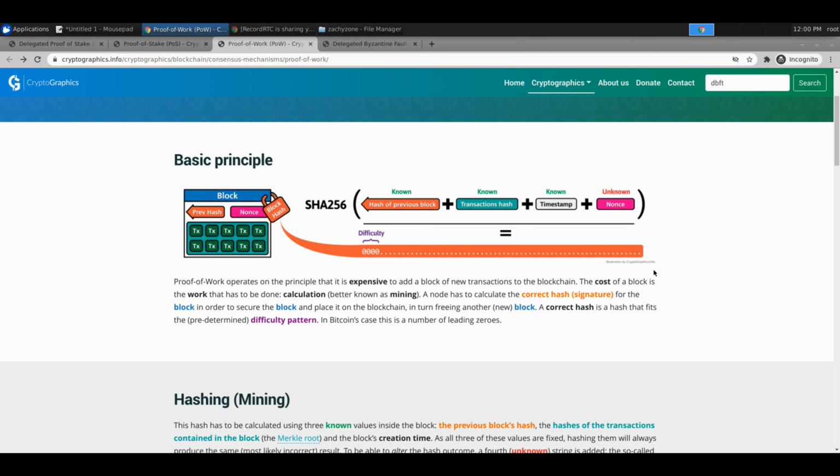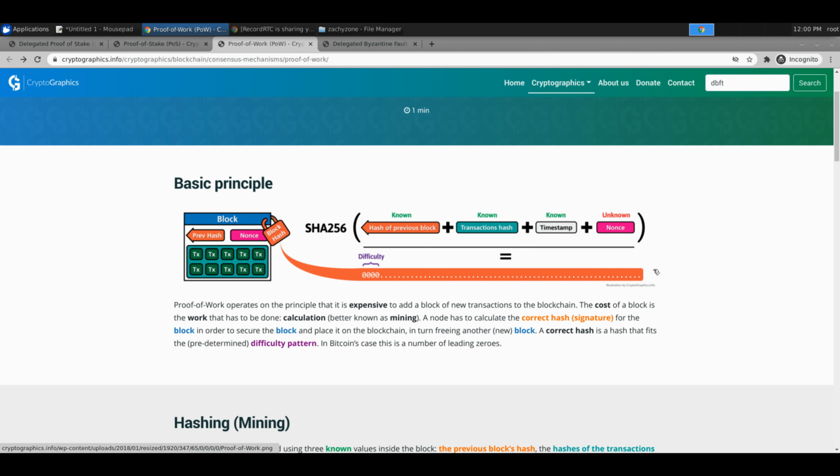And the basic idea of it is that it should be proof of work. It's expensive to create that block. It's a lot of work to produce that block. It's not easy. You have to have hardware and stuff like that.